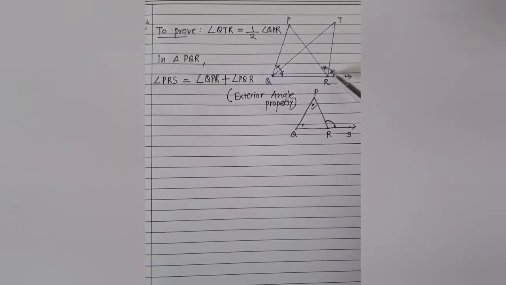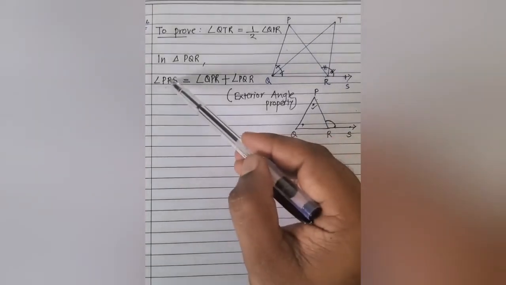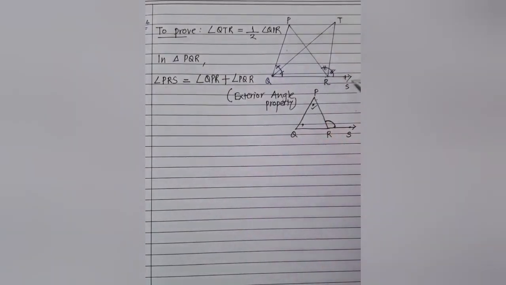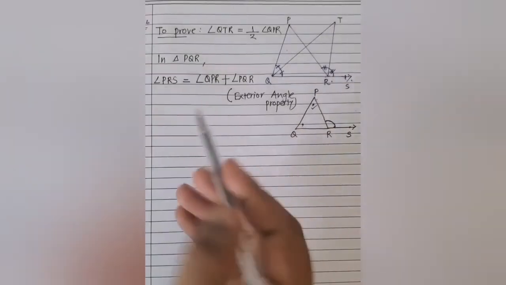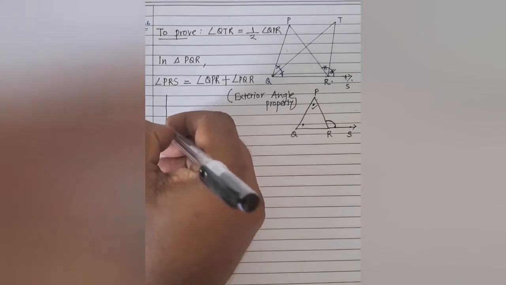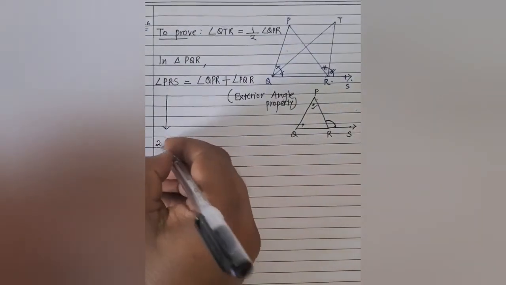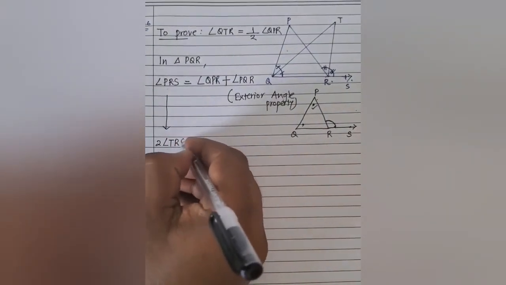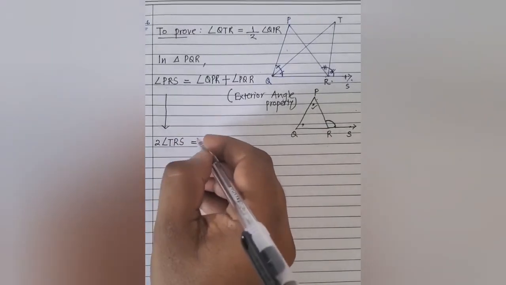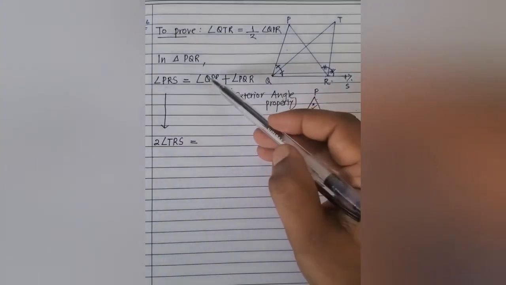So what I'm going to do is, instead of PRS, I'm going to represent it as 2 times TRS, because PRS gets divided into 2 parts. So I'm going to write PRS as 2 times TRS, okay, is equal to, what is the next one?